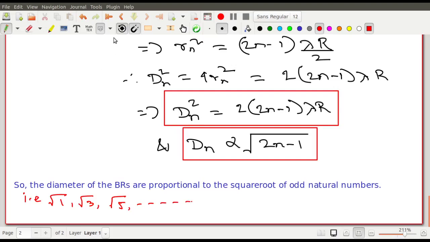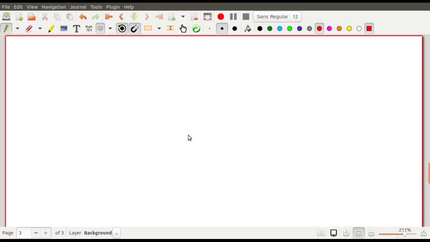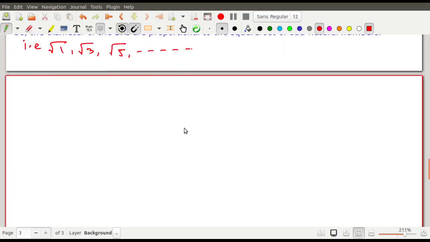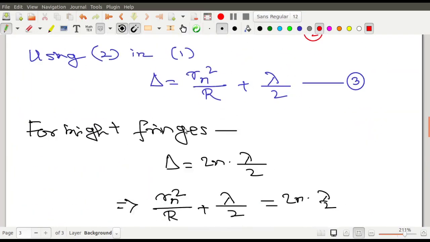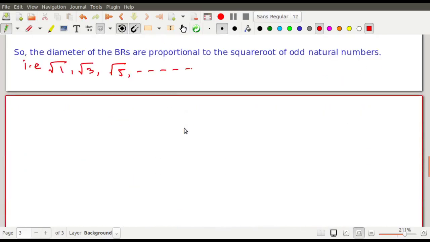Now why is this so important? That is what you will understand once you go for the condition of the dark rings. So let me now go for the dark rings or the dark fringes. So now we go to the dark case, for dark rings. So what happened for the dark rings? For dark rings we find that for dark fringes, sorry, I should write fringes now.